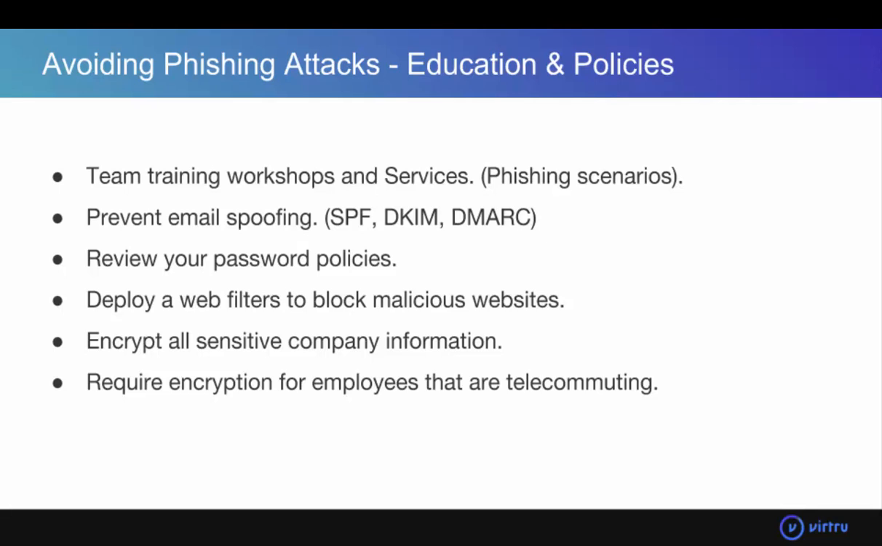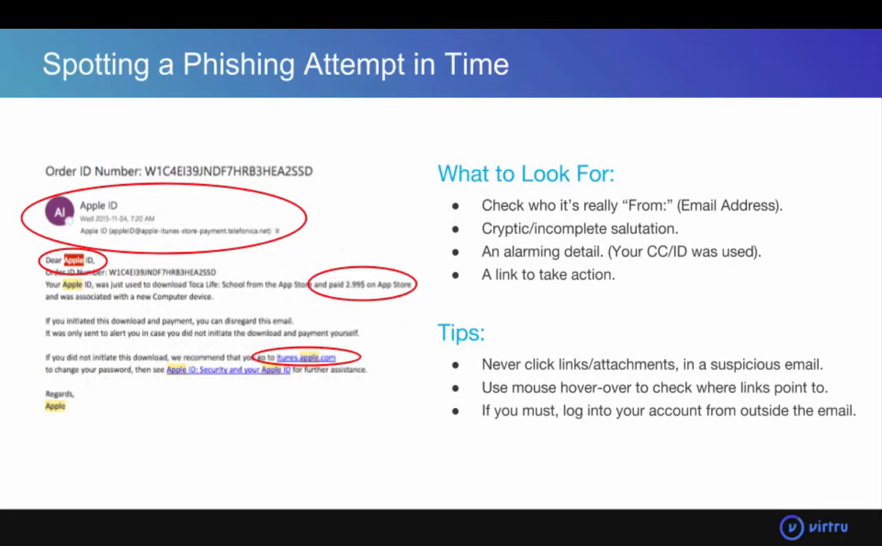And from an endpoint, requiring encryption for your remote employees that may be in remote networks, maybe VPN tunnels, is always helpful for that. So as an example of a phishing attack and where those items will come into play, from a sender verification and validation standpoint, in this case we can see this is an email that is spoofing from an Apple ID.